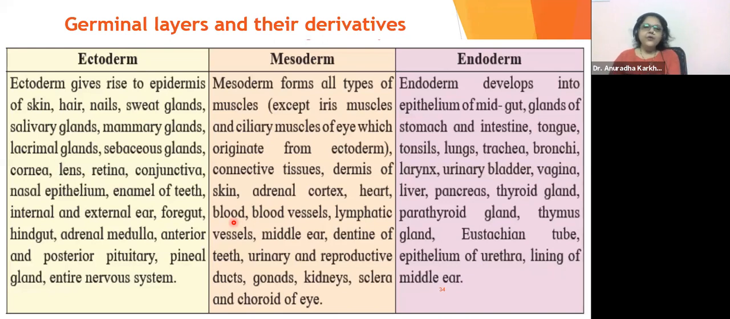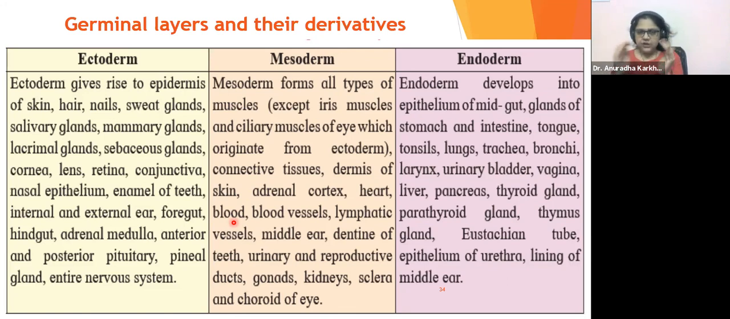Ectoderm. Ectoderm gives rise to epidermis of skin, hair, nails, sweat glands, salivary glands, mammary glands, lacrimal glands, means tear glands, sebaceous glands, oil glands, cornea of the eye, lens of the eye, retina of the eye, conjunctiva of the eye, nasal epithelium, enamel of the teeth. This white color thing that you can see on your teeth, it's called the enamel. Enamel of the teeth, internal ear, external ear, foregut, hindgut, adrenal medulla.